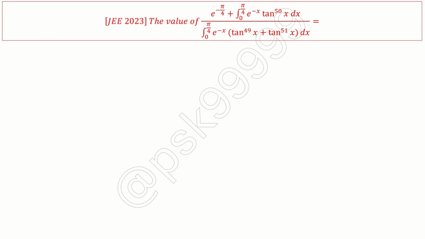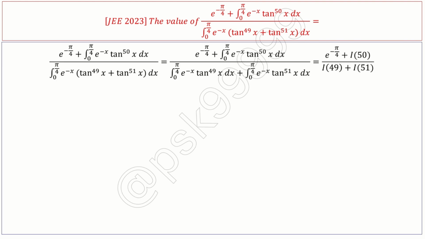The value of e to the power of minus pi by 4 plus integration from 0 to pi by 4 of e to the power of minus x tan of 50x dx, divided by integration from 0 to pi by 4 of e to the power of minus x into tan of 49x plus tan of 51x dx. Now, it's trying to trick us, because all these integrations are the same, only the tan power is different. Otherwise the integration is exactly the same. So if you take a general integration and solve it, probably you'll get the answer, right?